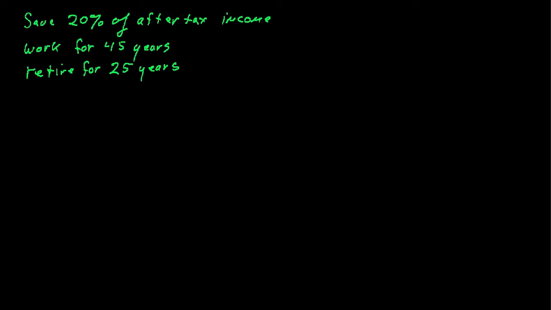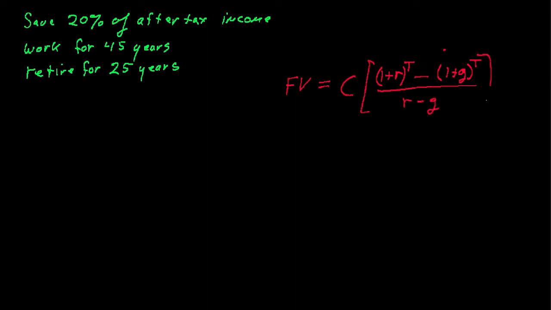So first we need to figure out how much money you're going to have when you retire. That is, we need to calculate the future value of a growing annuity. Here's the formula for the future value of a growing annuity. Future value equals C, that's the amount of the first payment, times (1 plus r) to the t power minus (1 plus g) to the t power, divided by r minus g.